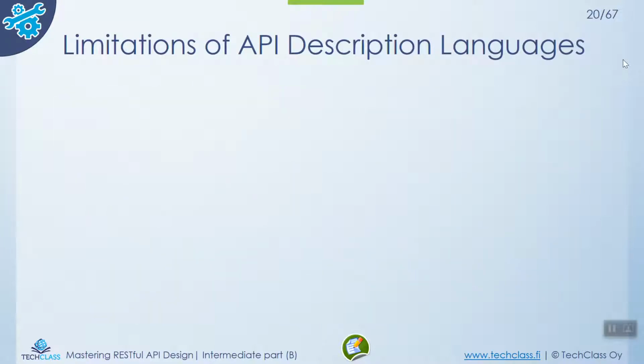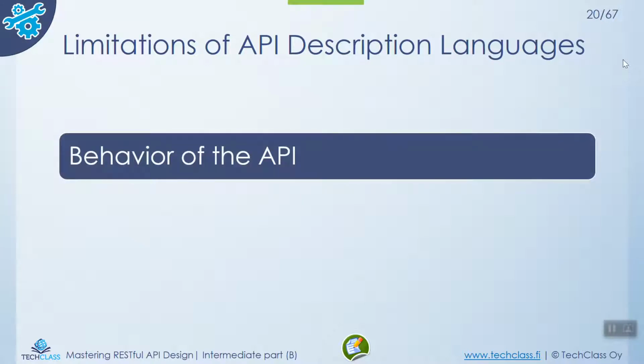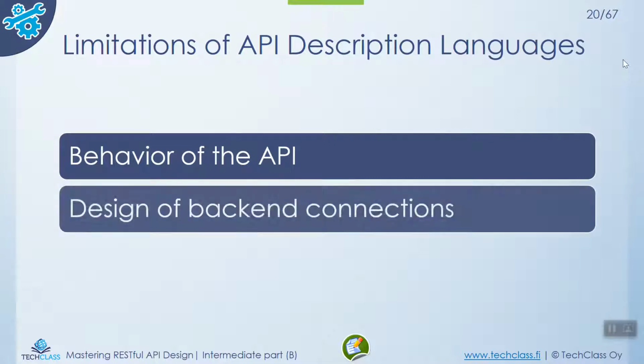And of course, there are also some limitations about API description languages. Well, the behavior of the API, because it's not the API. It's like something that acts like an API. And then the design of backend connections, well, we can call it a limitation, but to be honest, it's not a limitation because that's not the purpose. That's why it makes it much safer and easier for everyone to use and share this API description language. You really don't want to share your backend connections maybe in that way.